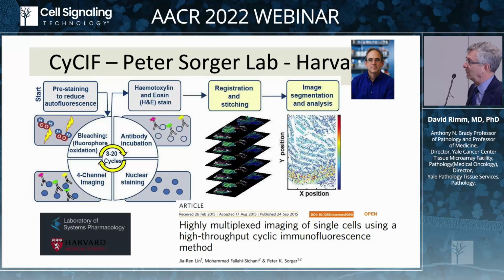Peter Sorger is known for his CyCIF method, which is also a cycling method, but does 4 channels at a time. So you can do a number of cycles times 4, and then you can map back to the positions, and you can High-plex pretty well with this method. And I think it's a really fine method of High-plexing, but it's complicated and time-consuming, so I don't see it necessarily getting to the clinic.